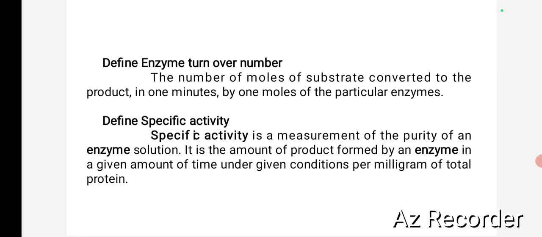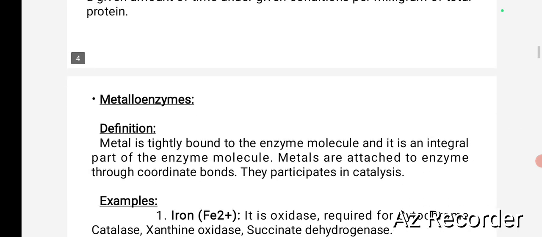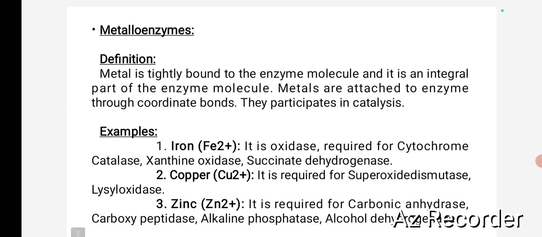Third enzyme unit is turnover number. The number of moles of substrate converted to the product in 1 minute by 1 mole of a particular enzyme. Fourth enzyme unit is specific activity. Specific activity is a measurement of the purity of enzyme in solution. It is the amount of product formed by an enzyme in a given amount of time under given conditions per milligram of total protein.